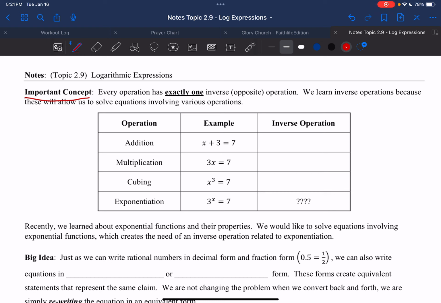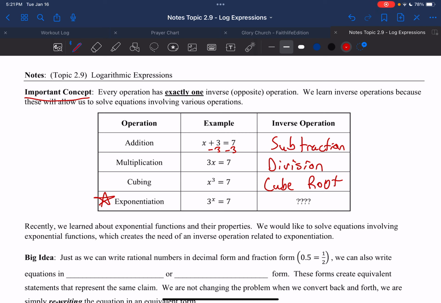So once again, the inverse operation of addition: if I was going to solve this, I would subtract 3 on both sides, because I need to do subtraction, its inverse operation. Same thing with multiplication, that is division. And for cubing, I would do the cube root. All of these are really helpful because I'm able to isolate x and get the value. But this one right here that I put a star beside is where we run into problems.